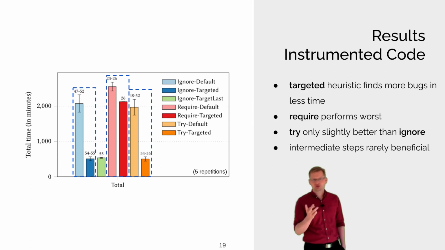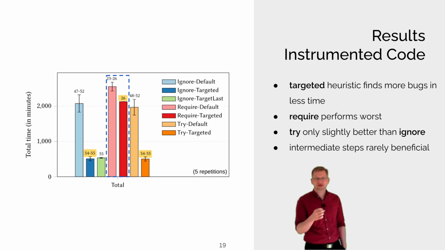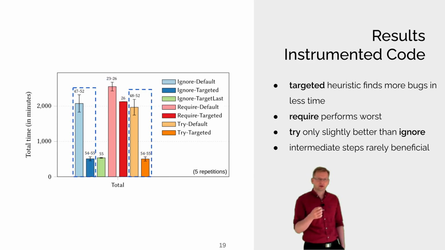In each box, you can see two bars, a brighter and a darker one. The darker ones are the results for our targeted search heuristic, and as expected, it works better than the default search heuristic. It needs less time to reach more bugs. The other results were more surprising. First, the strictest strategy, require, finds only half of the bugs in comparison to ignore and try, meaning being less strict about the conditions given in the trace is actually beneficial. But when we compare try and ignore, we can see that both perform almost identically.